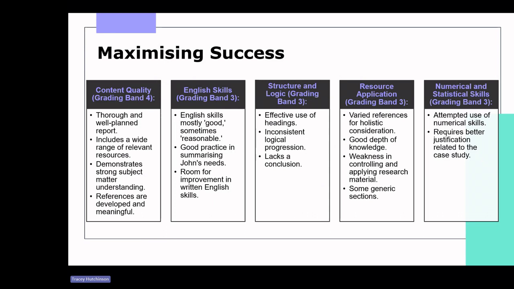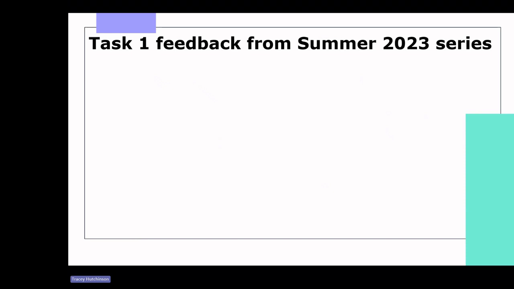So in summary, the students' work aligns well with aspects of both grading band 3 and 4, with strengths in content quality and resource application, but weaknesses in English skills, structure, and numerical justification. The overall assessment is a comfortable mark band 3 for this task. However, you can clearly see criteria needed for students to maximise success and the opportunity to reach band 4. The key themes in task 1 of the Health Core Employer Set project can be summarised as follows.